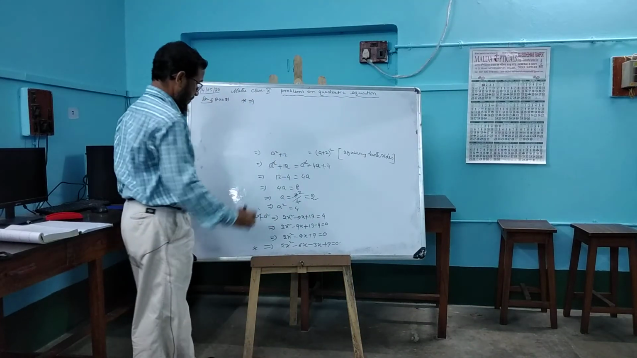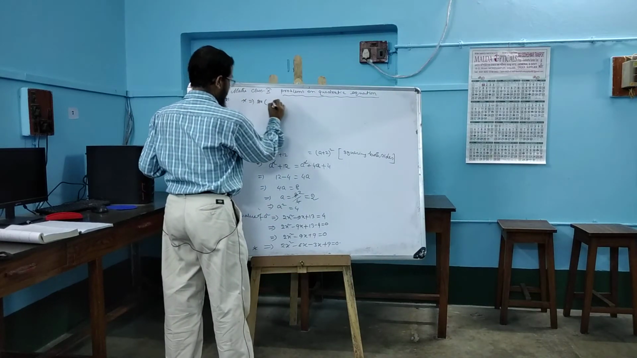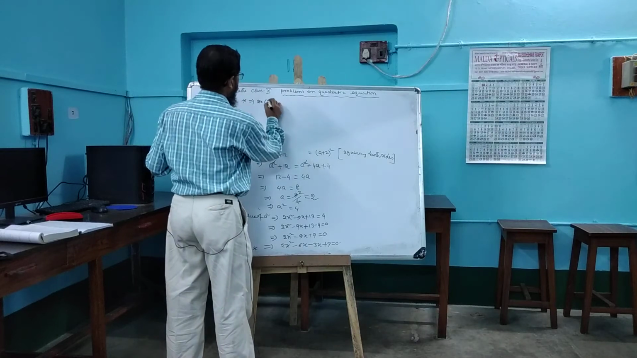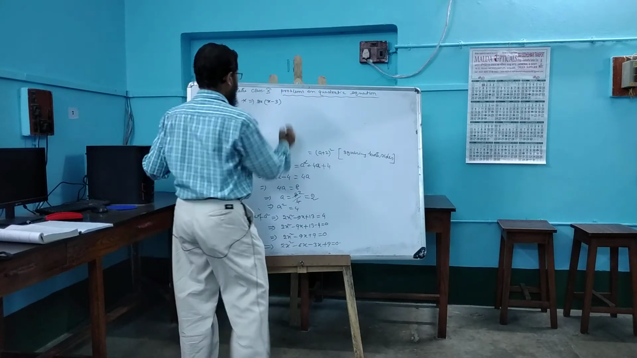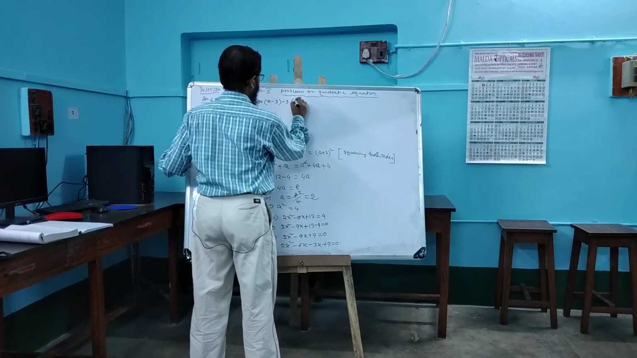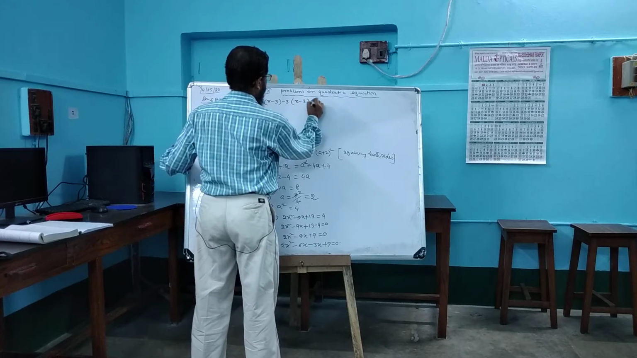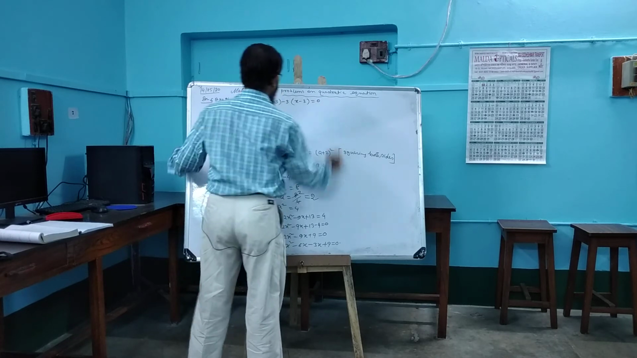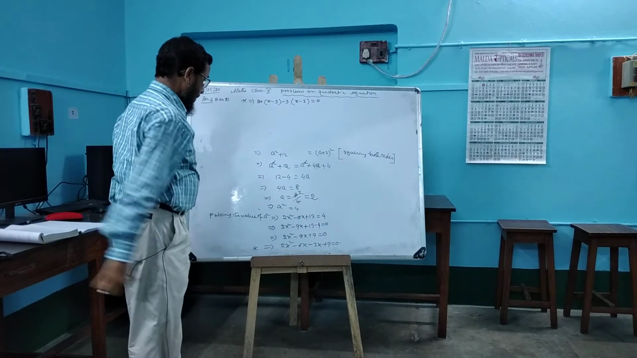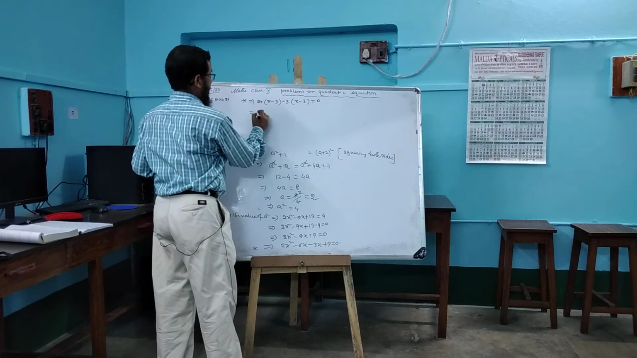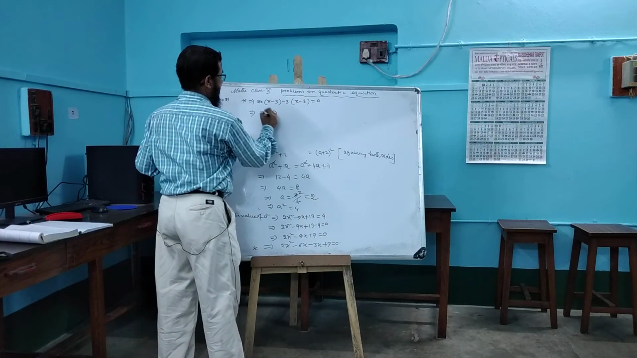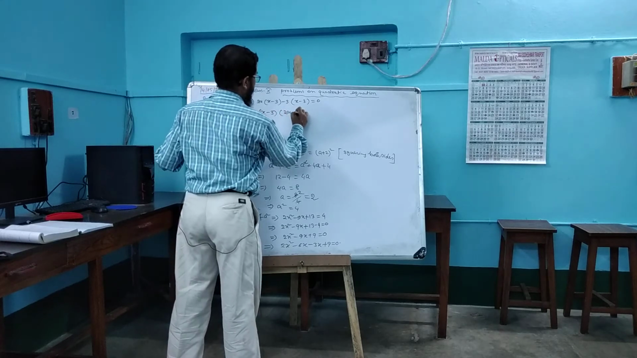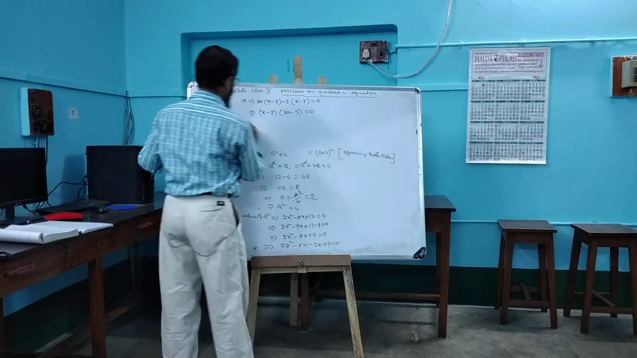This implies 2x into x minus 3, minus 3 into x minus 3 equal to 0, which implies x minus 3 into 2x minus 3 equal to 0.